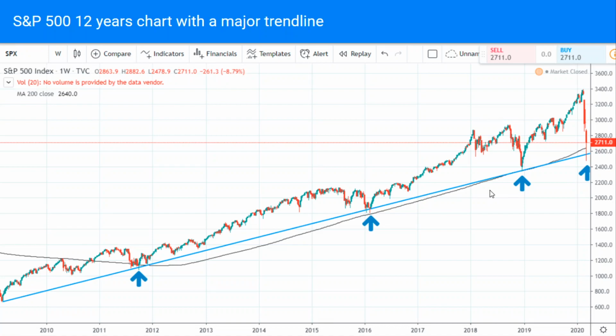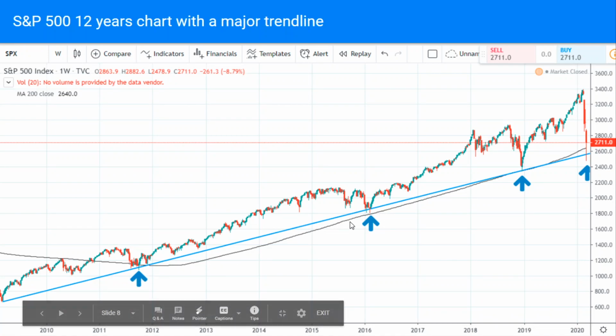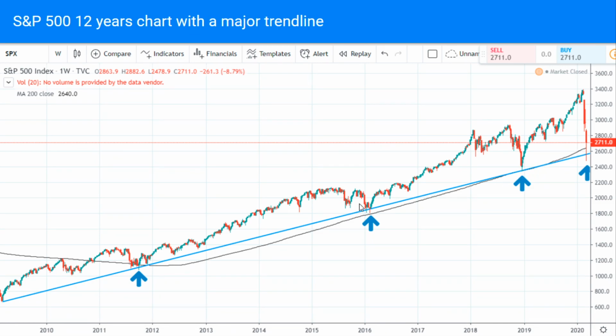So here we have the trend line and the moving average, and you can see how close this moving average is to this trend line, and every time the market pulled back, it bounced on or close to this line.